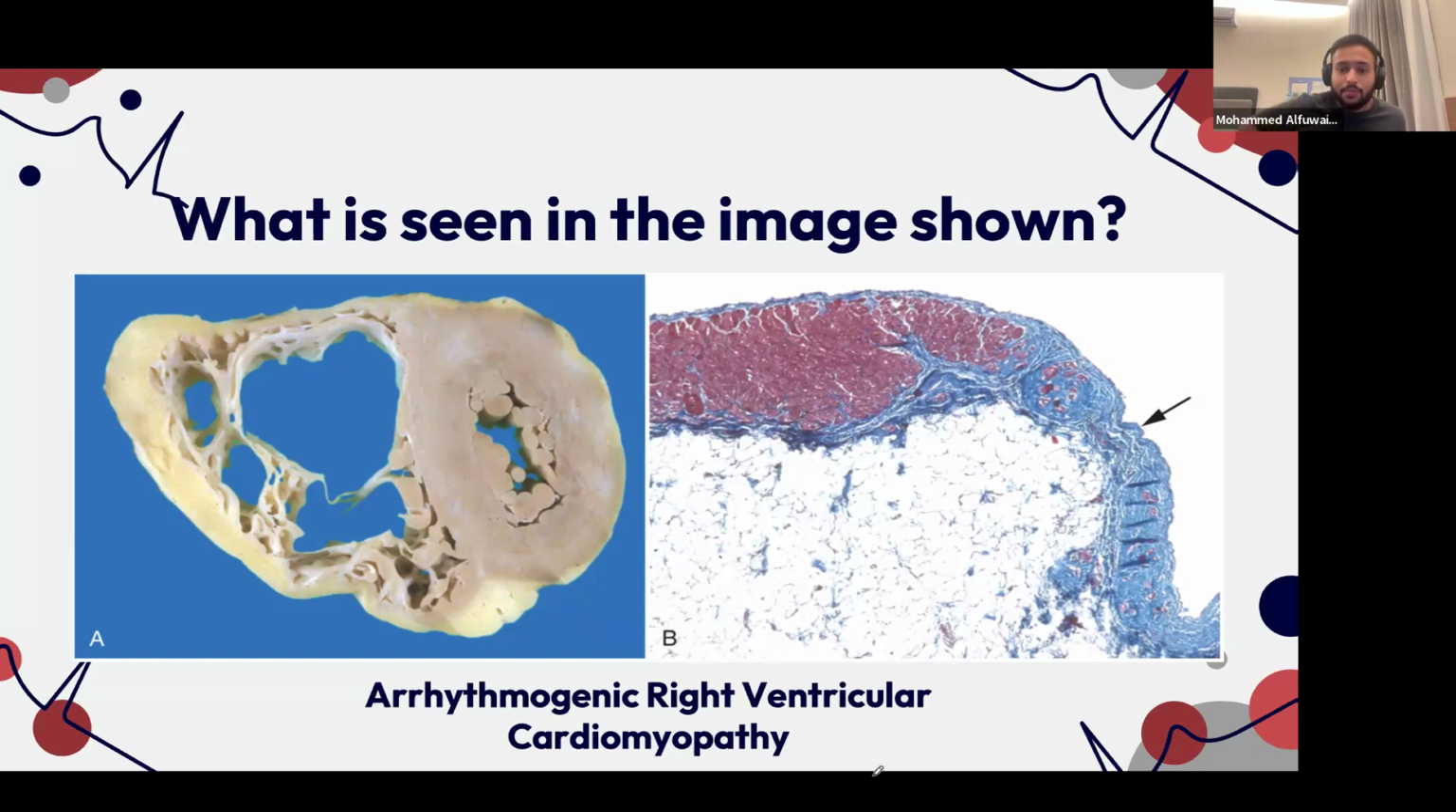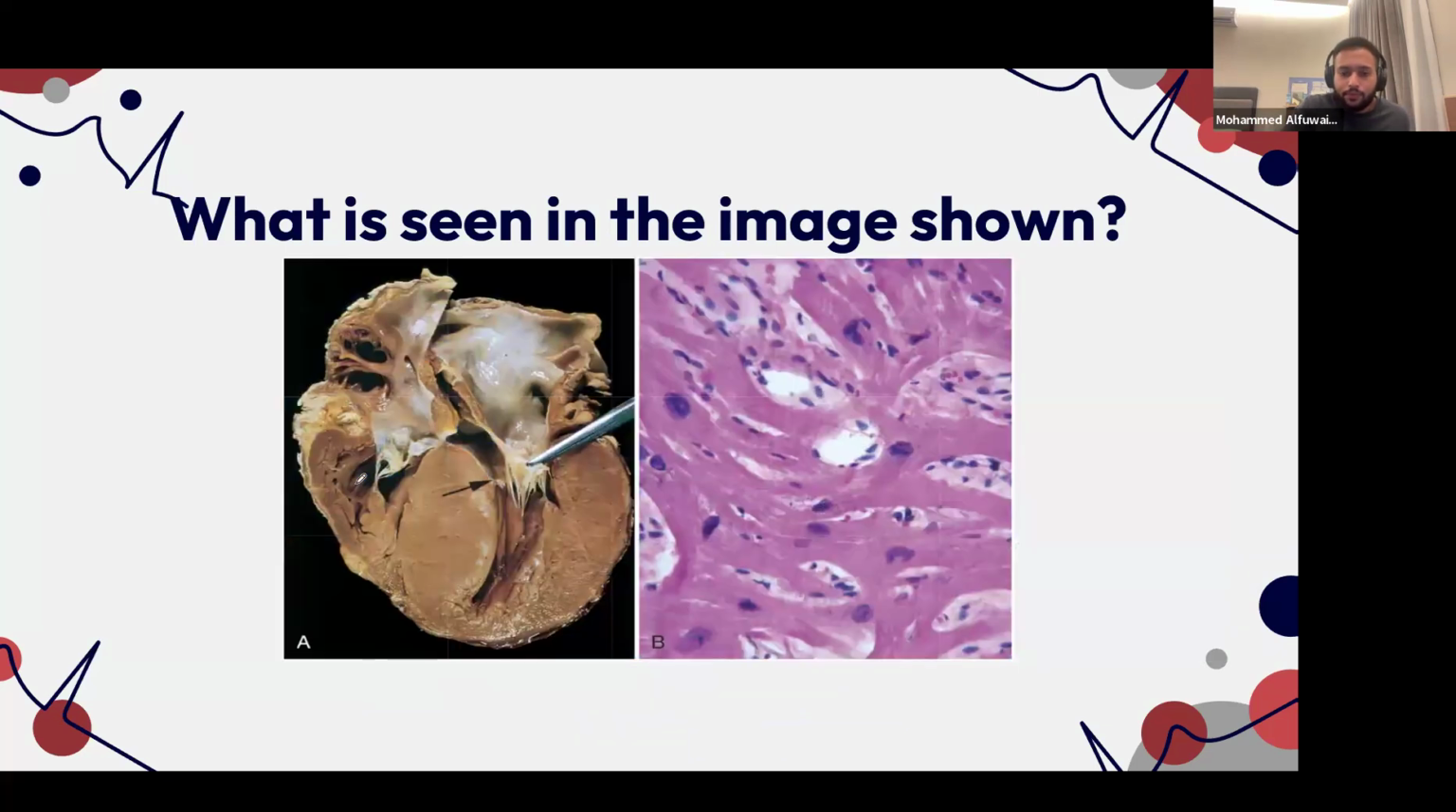So the myocardium in the right ventricle is very thin and weak. Look at the left ventricle, it's good. Now, this has a genetic predisposition and it has a specific mode of inheritance. What is the mode of inheritance for this disease? This is an autosomal dominant disease. Good. Okay, so this is arrhythmogenic right ventricular cardiomyopathy.